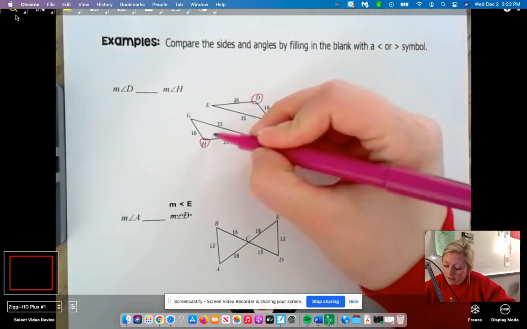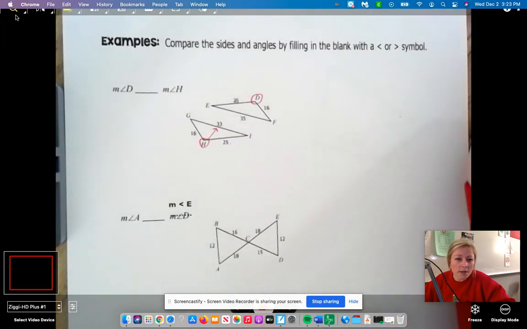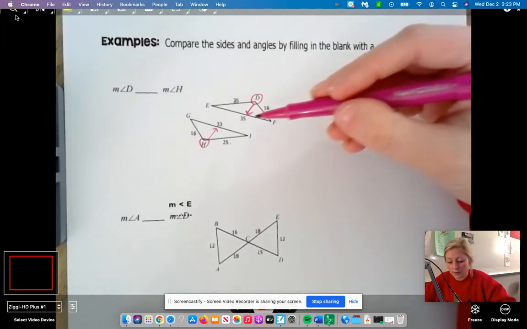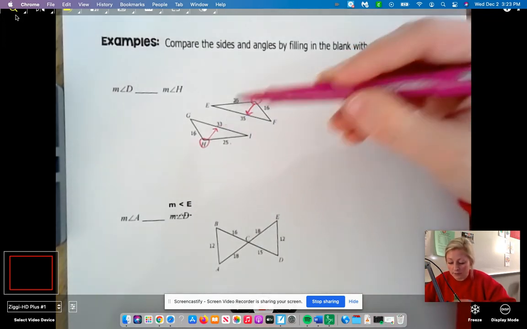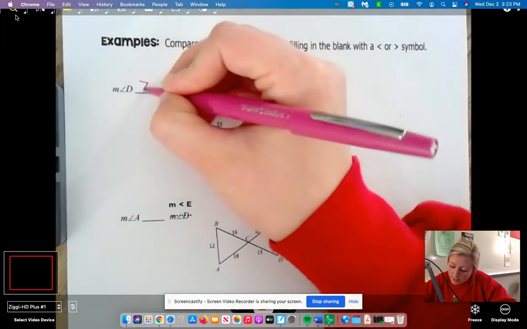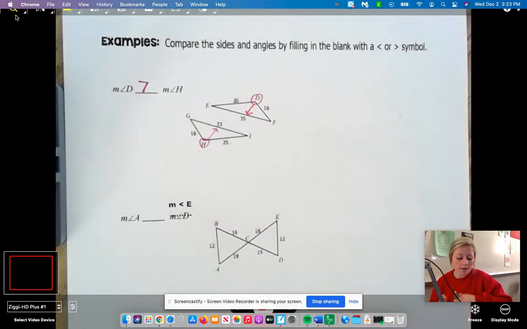Now let's look. H is across from 33. D is across from 35. We know 35 is indeed bigger than 33, so angle D must be greater than angle H.